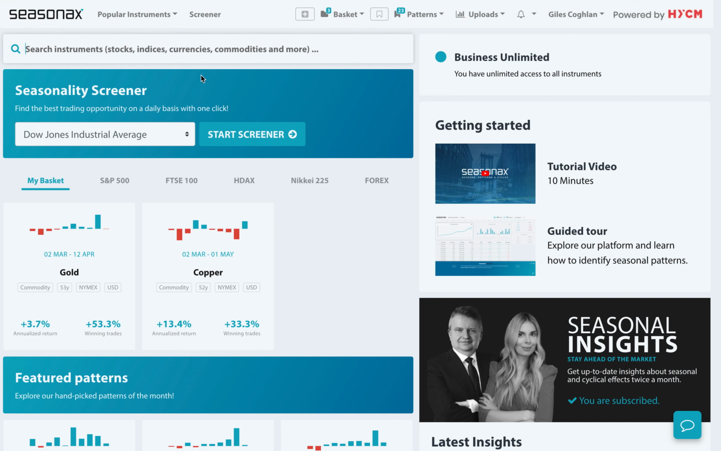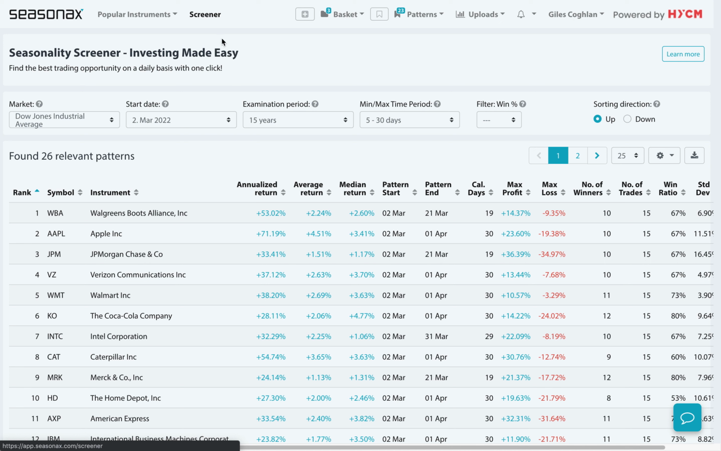Today I'm going to show you how to use the Seasonax screener function in order to automatically generate a list of some of the most promising investment opportunities. So how does the screener work? Well, the screener works by screening over 25,000 individual stocks, currency pairs, indices, as well as commodities you can just quickly identify in a few clicks.